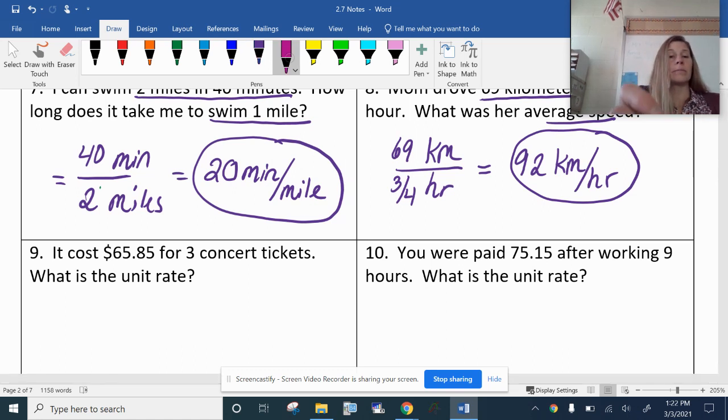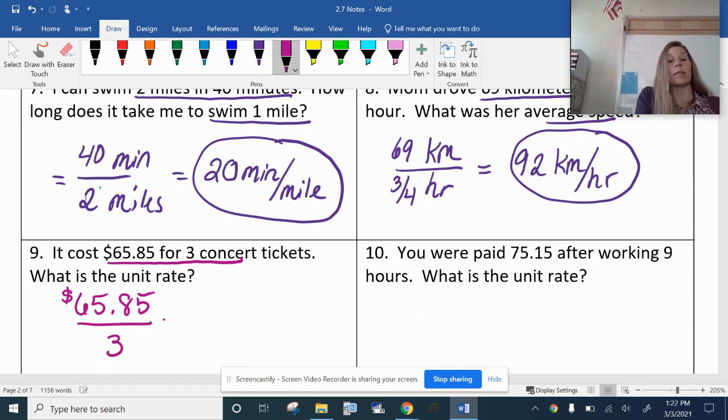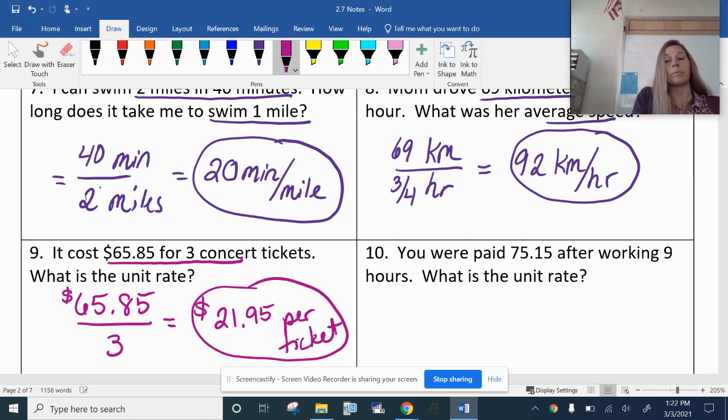Okay, number 9. It costs $65.85 for 3 tickets. What's the unit rate? So in this case, $65.85 for 3 tickets. If I divide that out, I will get my price per ticket. So $21.95 per ticket. So that would be my unit rate.